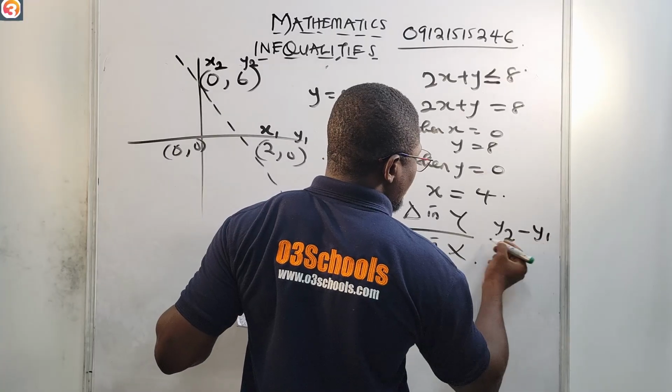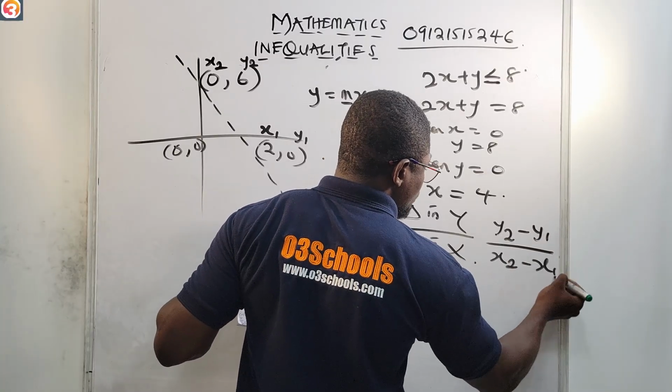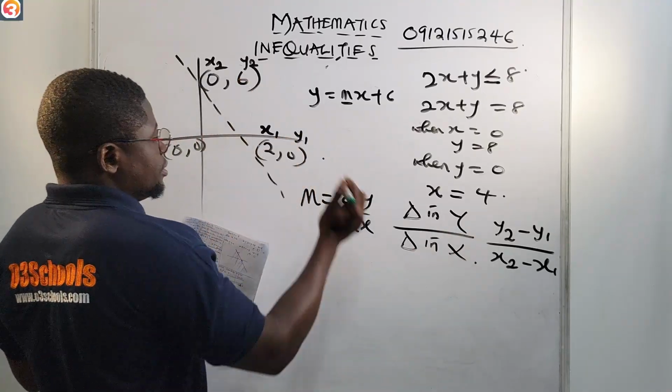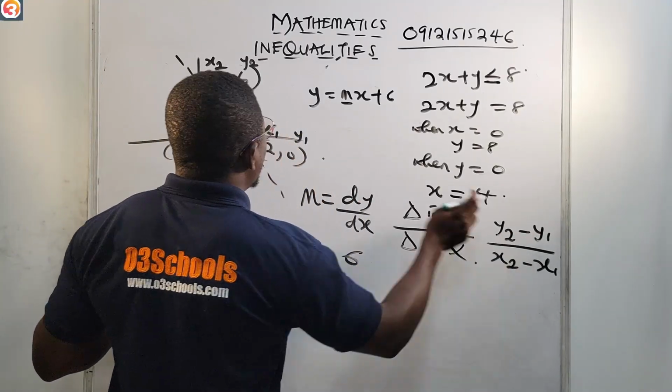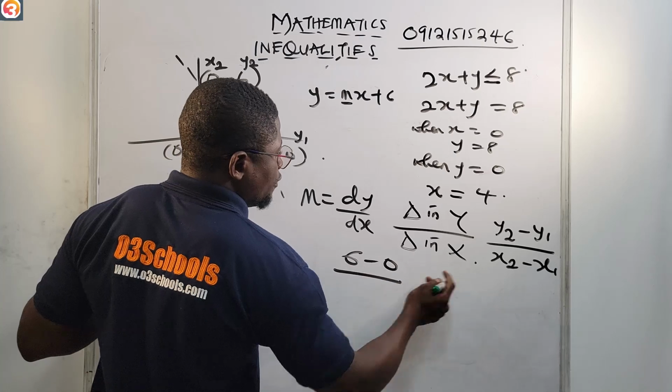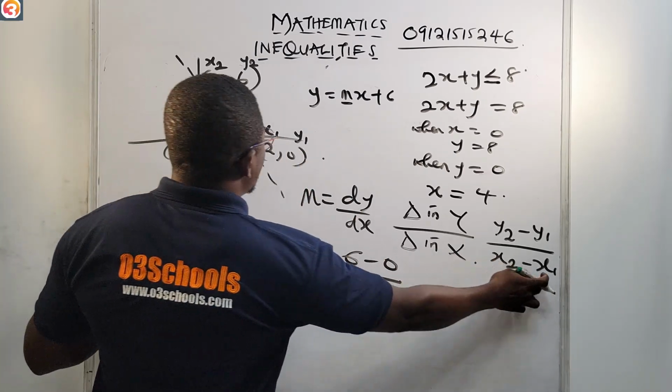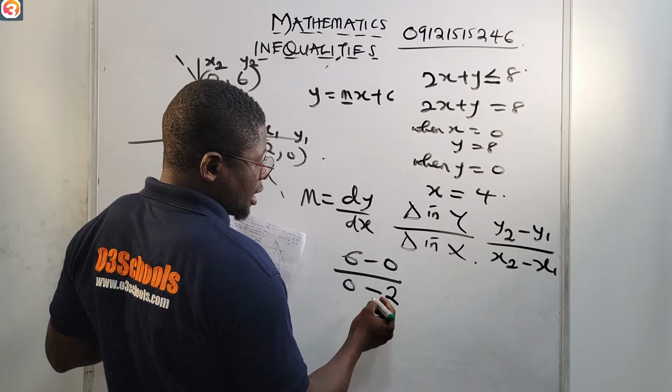Y2 minus y1 over x2 minus x1. So let us solve. What's our y2 here? Our y2 is 6. What's our y1? Our y1 is 0. Over what's our x2? x2 is 0. What's our x1? x1 is 2.